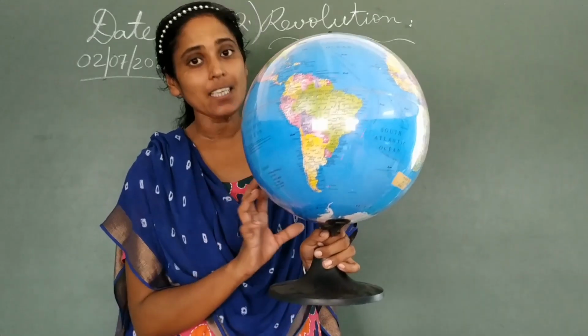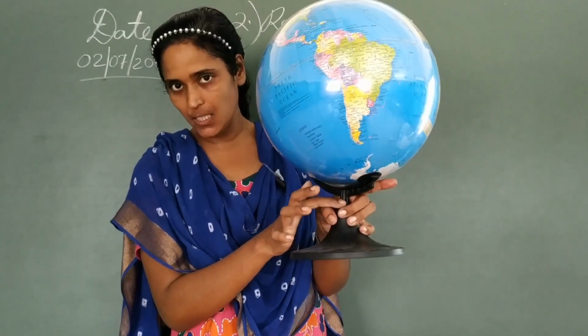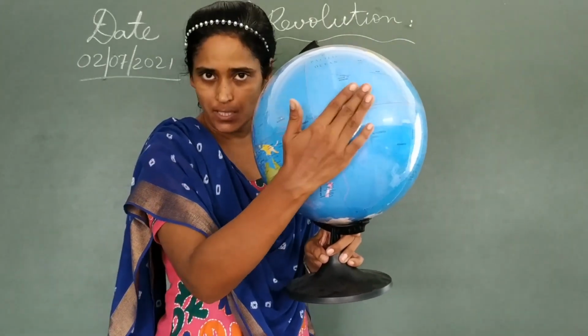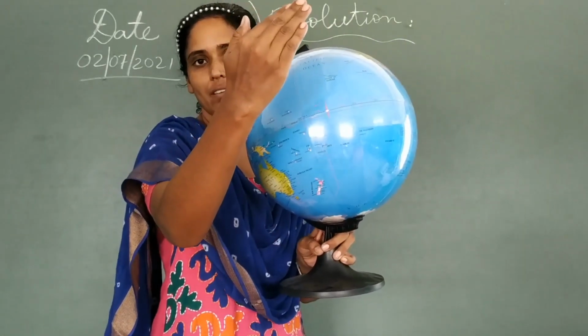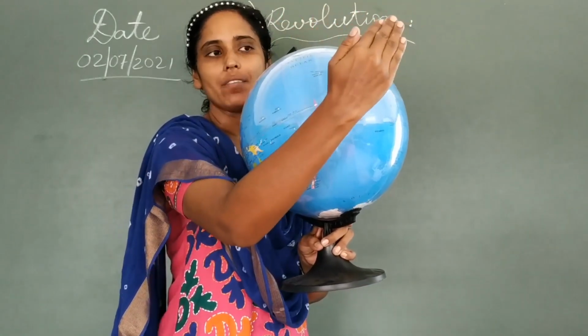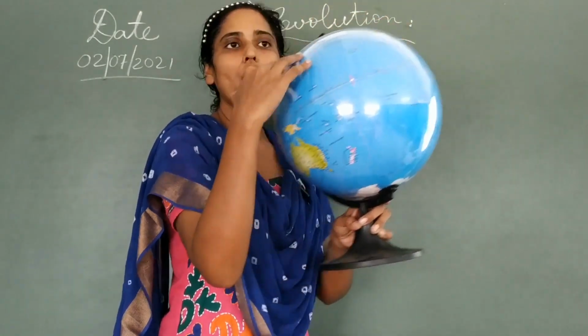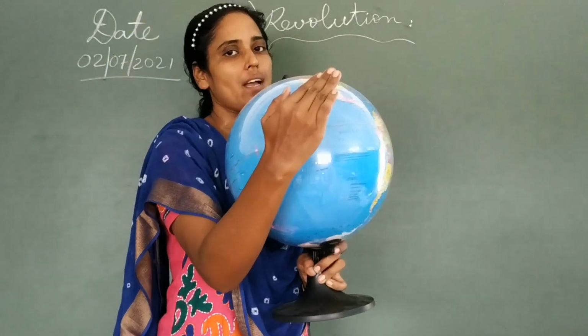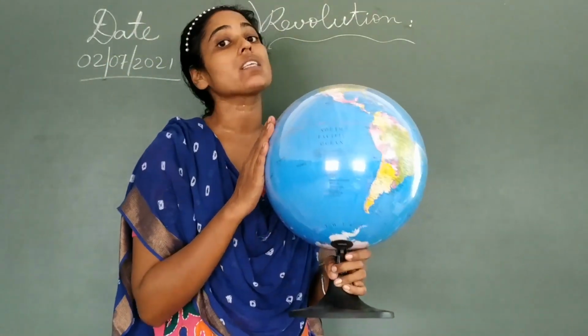So students, let's see the earth on its axis rotating around the sun. So this earth, here you have the sun, you can take any position. Here you have the sun, the earth is rotating around the sun. It is rotating in this way, revolving around the sun. So this is known as revolution.